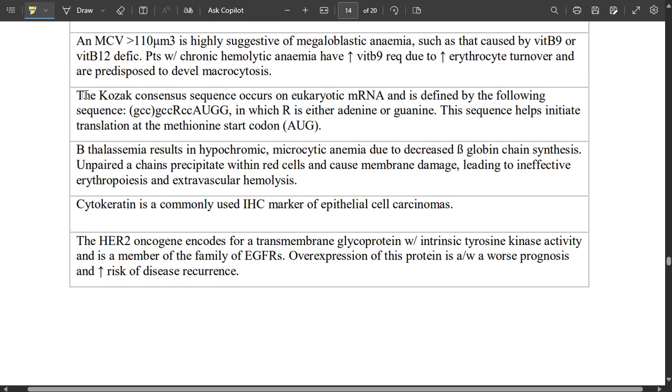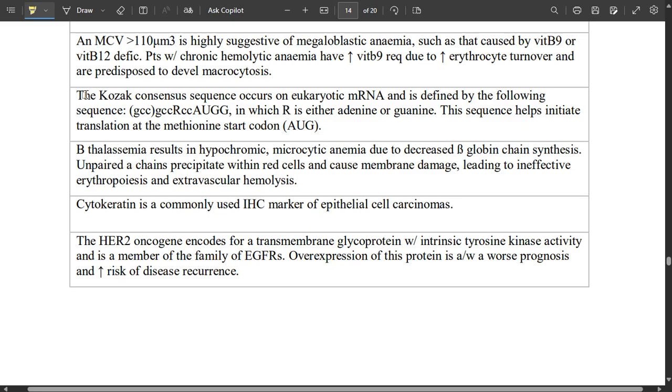All right, now, this is one of the most difficult concepts to understand: the Kozak consensus sequence. The Kozak consensus sequence occurs on eukaryotic mRNA. So there is an mRNA in the eukaryotes, not in the prokaryotes, the cells with a nucleus. mRNA is present in the nucleus of a eukaryotic cell. So in the mRNA there is something called the Kozak consensus sequence.